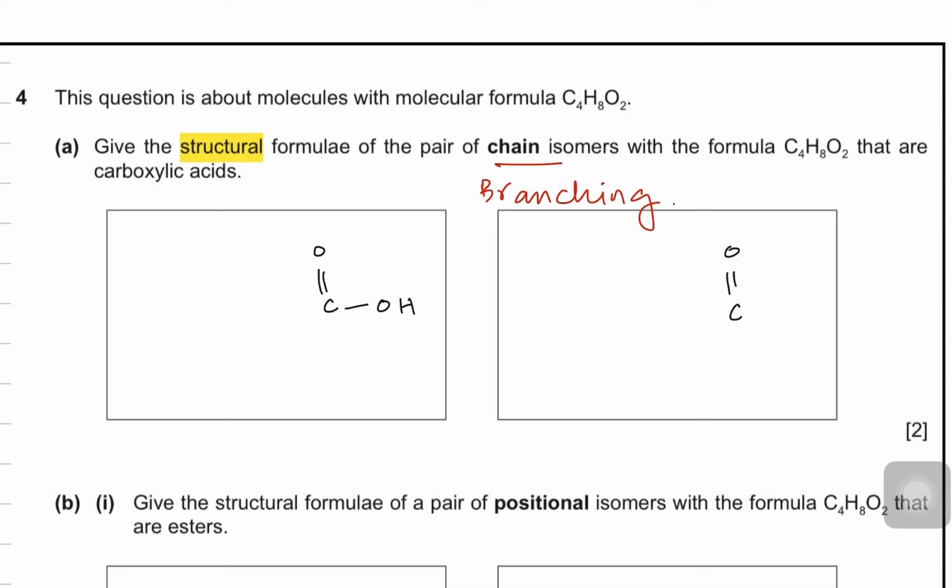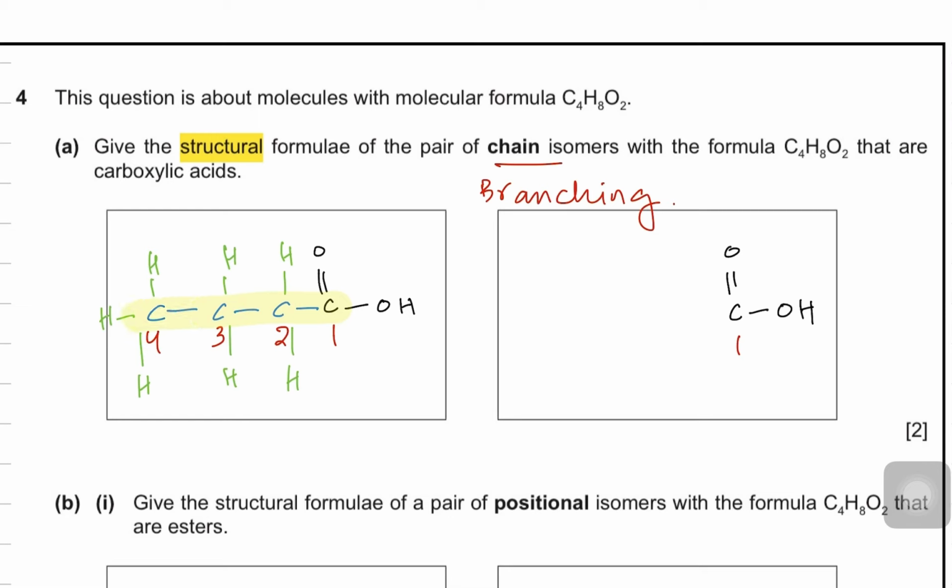I'm drawing these functional groups in both boxes. In order to complete 4 carbons, 1 is already here. Now you can draw carbon 2, 3, 4 in a straight chain structure. Draw the hydrogens. So hydrogens would be drawn like this. 2 hydrogens on carbon 3, 2 hydrogens on carbon 2. That would be your butanoic acid.